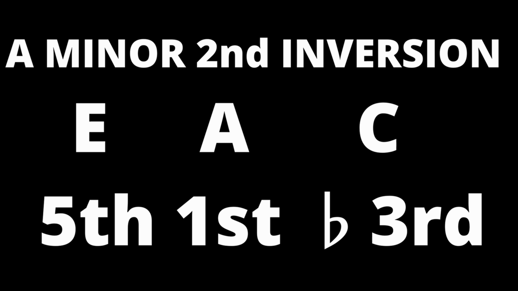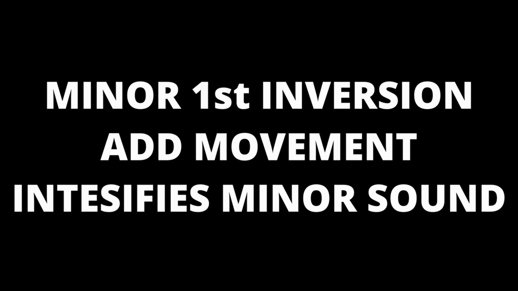As before, the order of notes above this do not matter. And if we put the 5th note in the bass, it is a minor 2nd inversion. So for A minor, this would be the E note. The minor 1st inversion is a bit like the major 1st inversion. It can add a bit of movement to a progression. It also intensifies the minor sound because the flat or minor 3rd note is now more prominent.